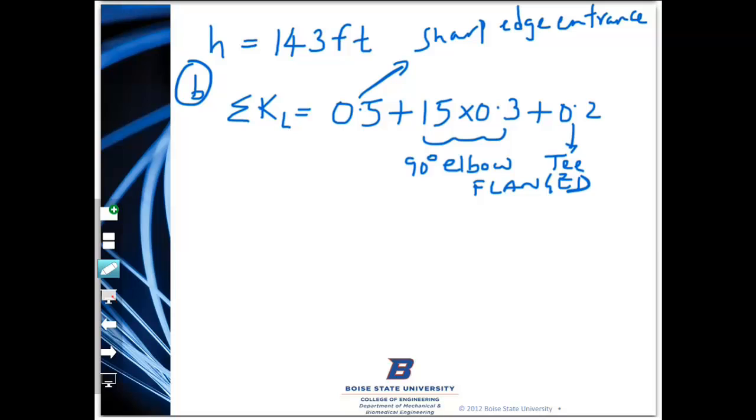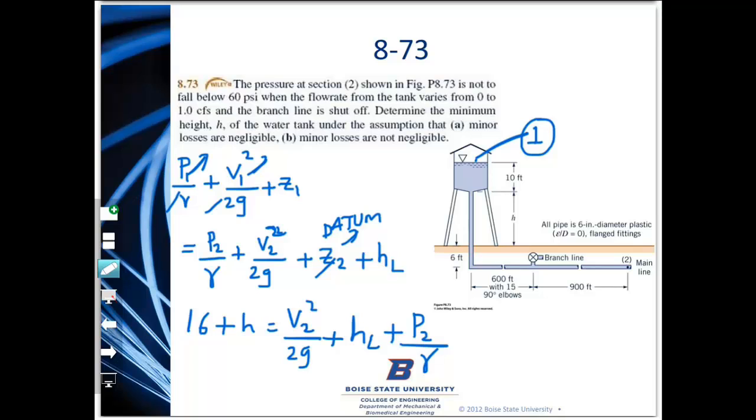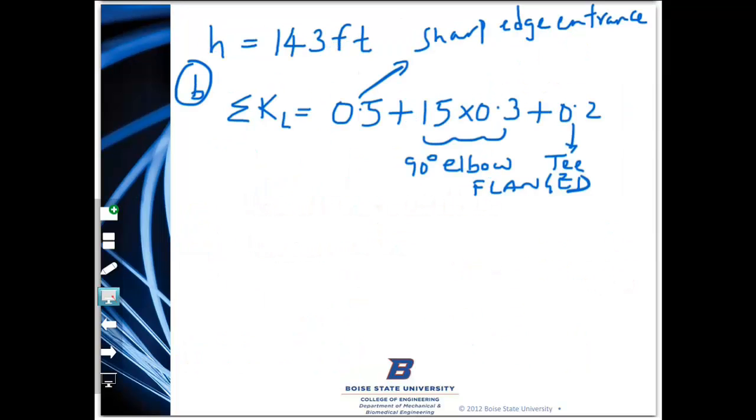Okay, so now you just substitute this by considering the total head loss here as this. Okay, and then you solve for h again. So h will turn out to be about 146 feet. So you can see that if you compare this and this, what it should tell you is the minor losses are not that significant in this particular problem.